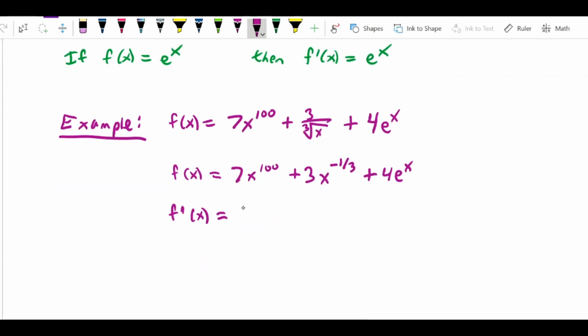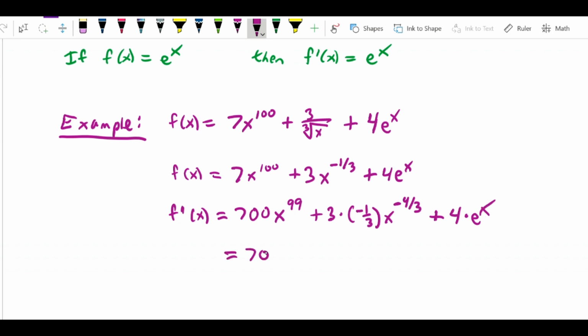So the first one is going to be 7 times 100x to the 99. So that's going to be 700x to the 99. And then here we've got 3x to the negative 1/3. So I'm going to have 3 times negative 1/3 x to the negative 1/3 minus 1, which is negative 4/3. And then plus 4 times the derivative of e to the x, which is just e to the x. So this is going to equal 700x to the 99, minus x to the negative 4/3, and then plus 4e to the x.